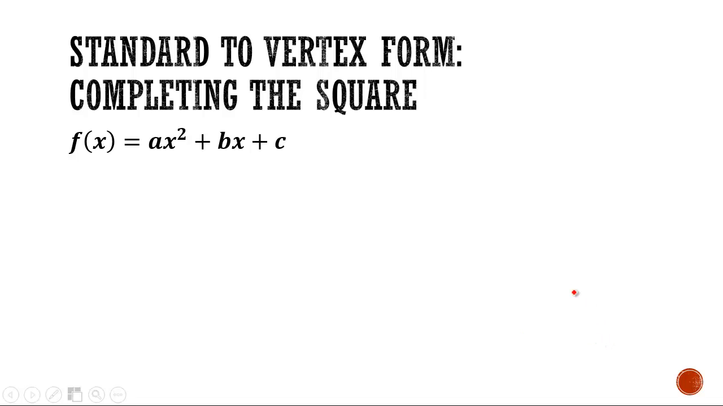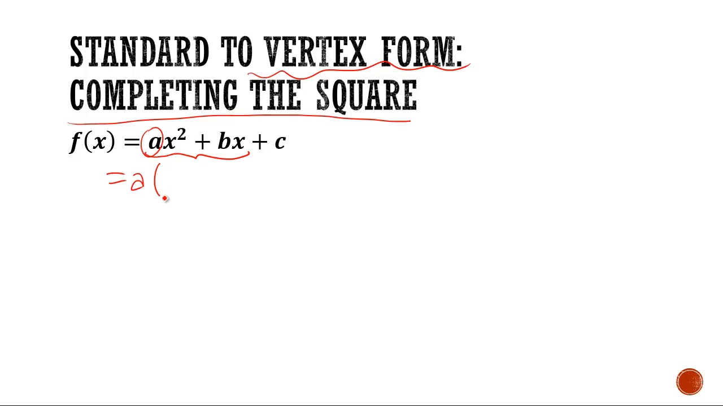So let's just generalize the vertex form conversion. Let's take the completing the square approach and apply it to this general standard form quadratic. Remember, we first want to focus in on the first two terms. We don't want this leading coefficient, so we factor it out.